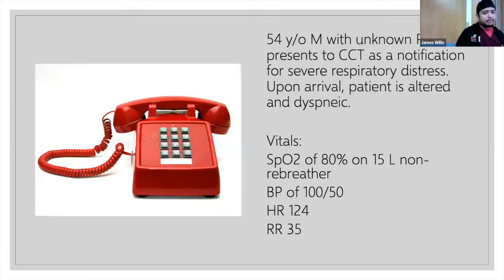So starting off with the case presentation, you're in CCT, you get a notification. There's a 54-year-old male coming in, unknown medical history, coming in for severe respiratory distress. Upon arrival, he's altered, he's dyspneic. His vitals, as seen here, he's 80% on 15 liters of non-rebreather. He's hypotensive to 150, tachy to 124, tachypneic to 35.